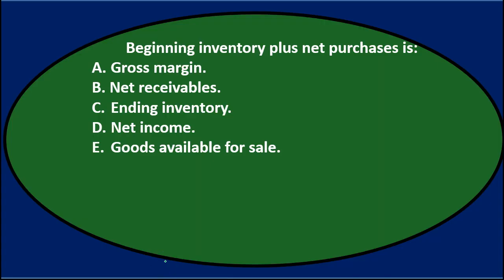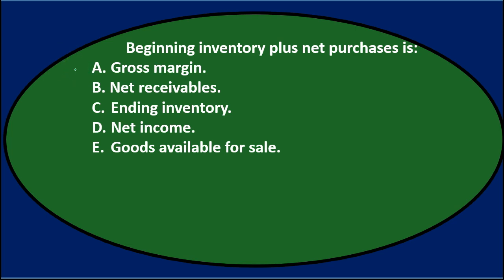First question. Beginning inventory plus net purchases is A. Gross margin, B. Net receivables, C. Ending inventory, D. Net income, or E. Goods available for sale. So once again, we're going to say that beginning inventory plus net purchases is what? It's going to be some type of calculation. Beginning inventory plus purchases. Gross margin.